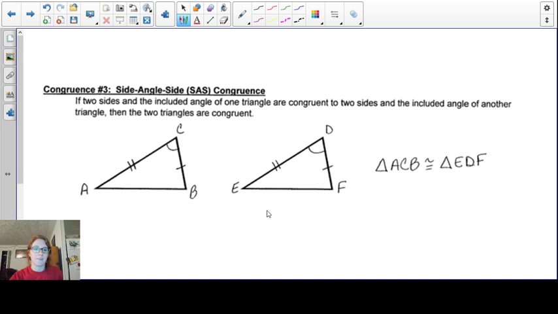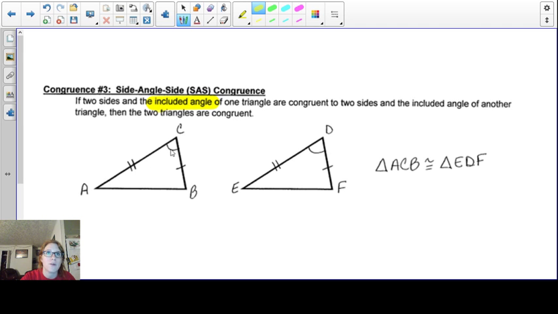Okay, we're going to talk next about side angle side. So if 2 sides and the included angle, that's something I really want to point out here. We're going to even highlight it. The included angle are congruent, then the 2 triangles are congruent.